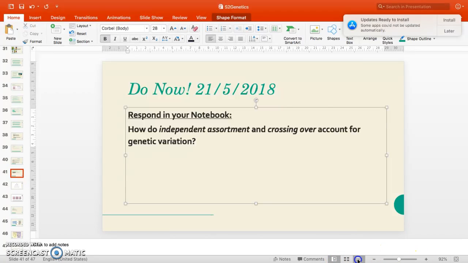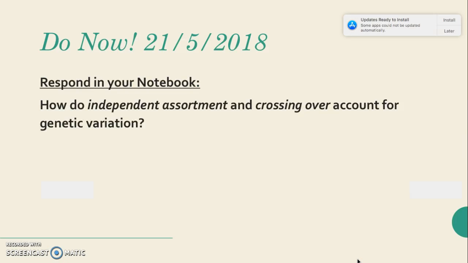All right, hello class. So our do now today says, how do independent assortment and crossing over account for genetic variation? So pause here and take a couple minutes to try to answer this question based on the POGIL and the information that we got about meiosis from last week. Okay, so when you're done, then start it again.